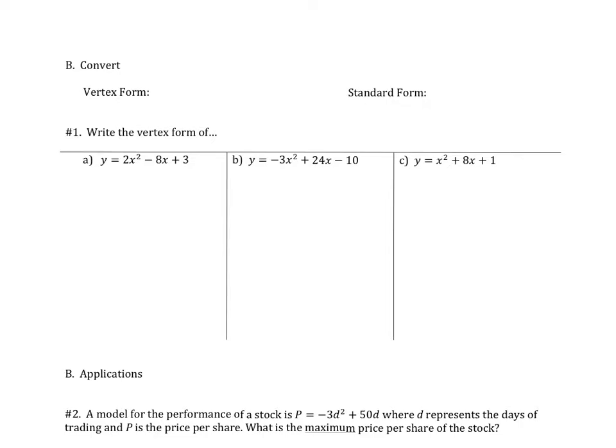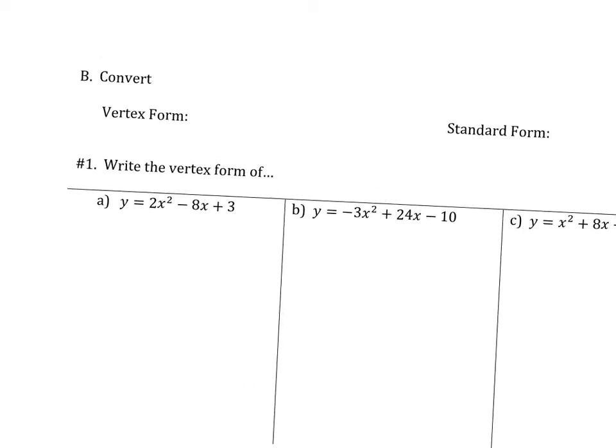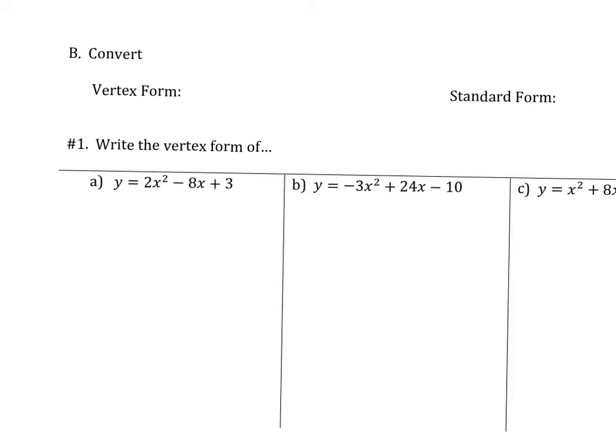All right, for 2B, we are doing more with standard form, but also vertex form. So you're going to have to go from one to the other today. So I'm just going to do a quick refresher on what these forms look like. Can you tell me what vertex form looks like?